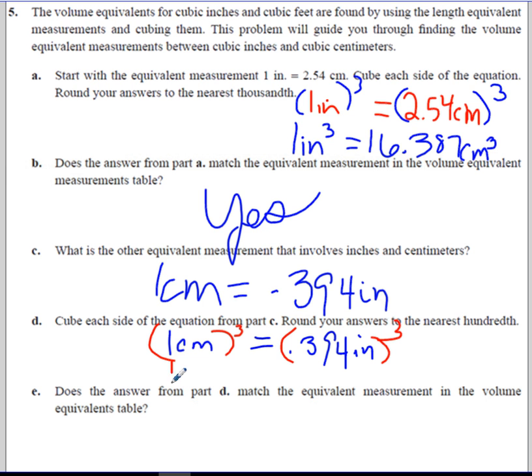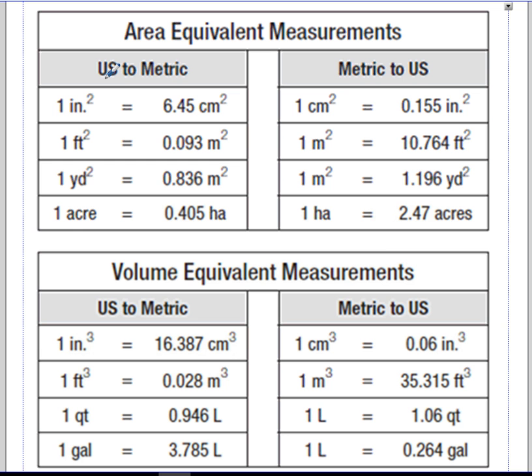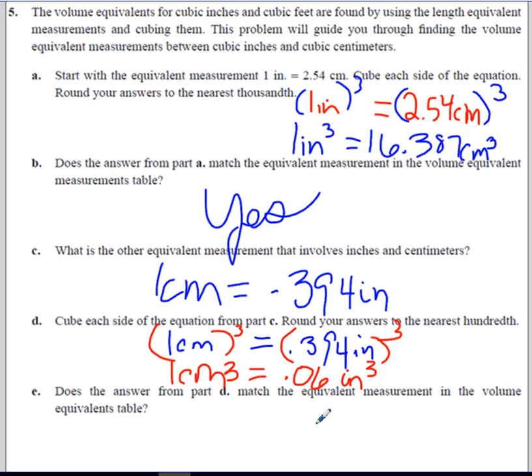and see what we get. Well, we'll get 1 cubic centimeter, and 0.394 rounded 3 decimal places would be 0.060. We don't have to write that third number because it's a 0. And that's in inches cubed. And again, if we look at our conversion charts, we do see it right here. And so we are good. They match. And it's showing us how they got those numbers in that chart.